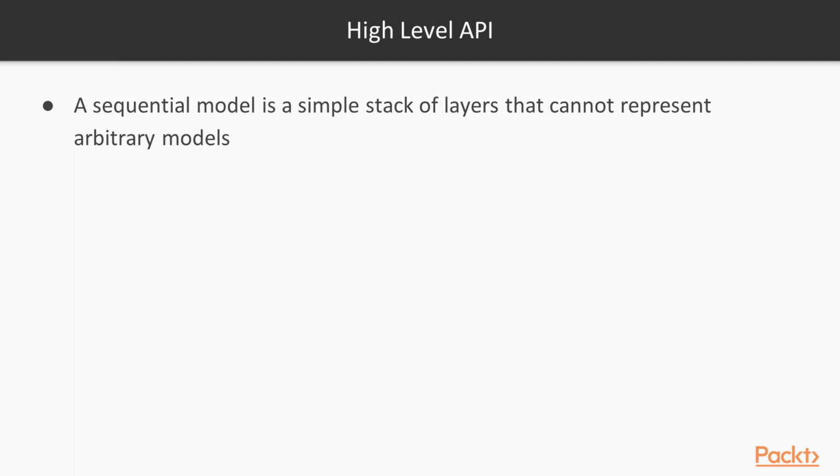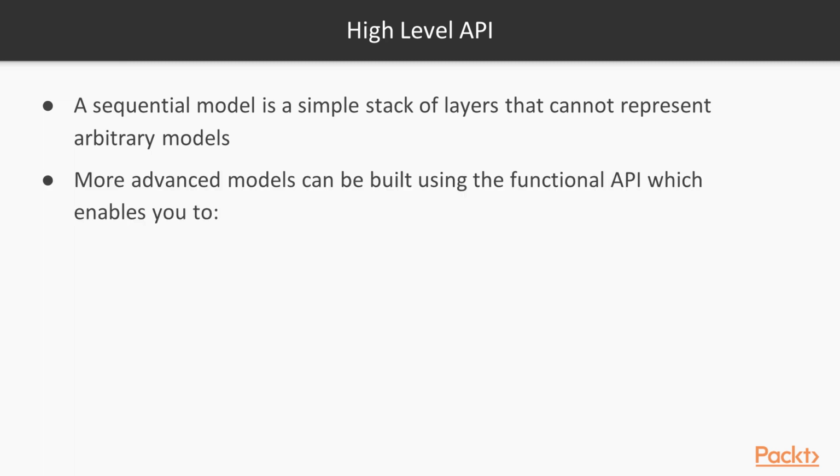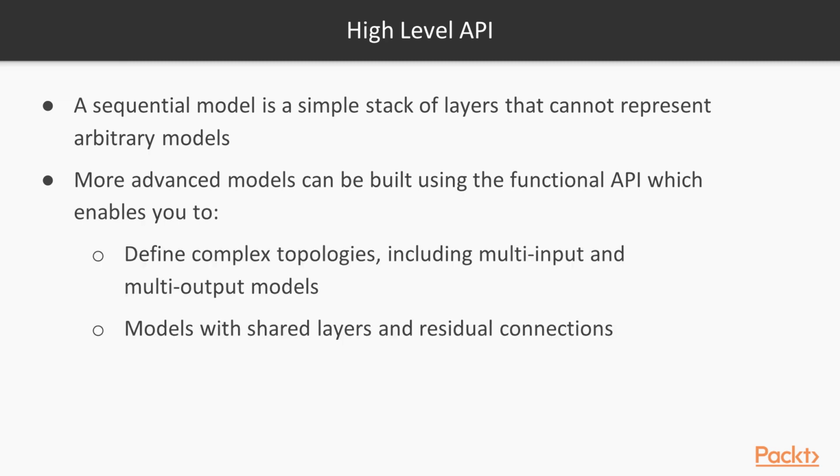Let's talk about the high-level functional API. A sequential model is a simple stack of layers that cannot represent arbitrary models. More advanced models can be built using the functional API. Functional API enables you to define complex topologies, including multi-input and multi-output models, models with shared layers, and models with residual connections. So let's get our hands dirty with the code.